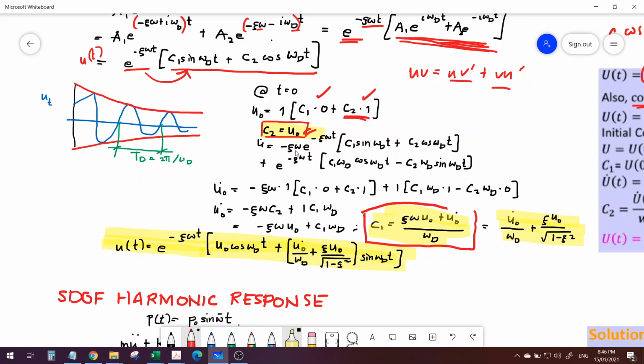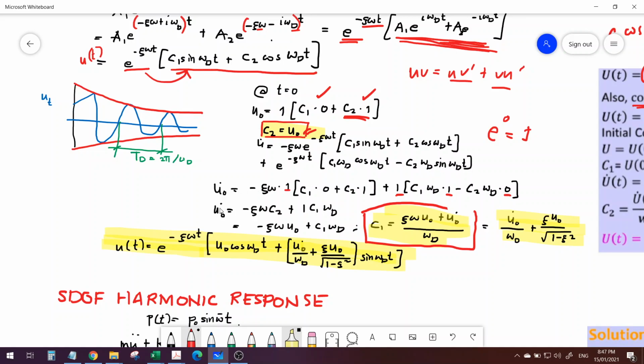So, okay? Then plug in t equals 0 sa initial condition. T equals 0, so we have negative C omega, e raised to 0 is simply 1, di ba? So this is 1. Then C1 sine 0, so 0 na natin to. C2 cosine 0, this is 1. Plus e raised to 0 again, that is 1, times C1 omega d cosine 0 is 1, minus C2 omega d sine 0 is 0.